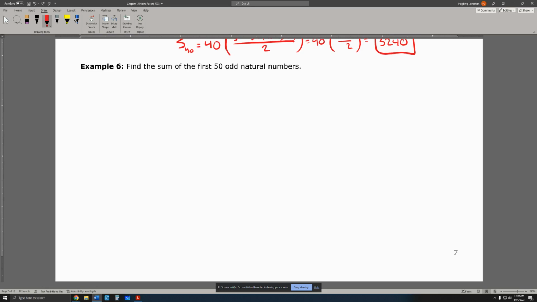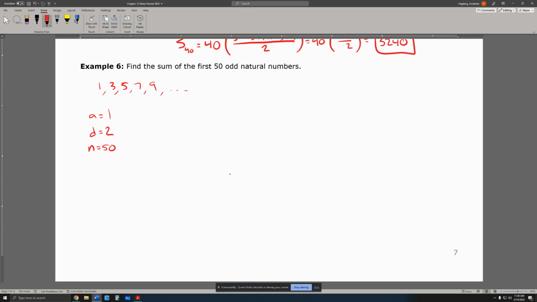All right, so example 6. Find the sum of the first 50 odd natural numbers. If I were to write this out, we would get 1, 3, 5, 7, 9, and so on, and I don't know what that 50th odd natural number is. Okay, so in order to find that, I know that the first term is 1, our common difference is 2, and I know that we're trying to find the sum of the first 50 terms.